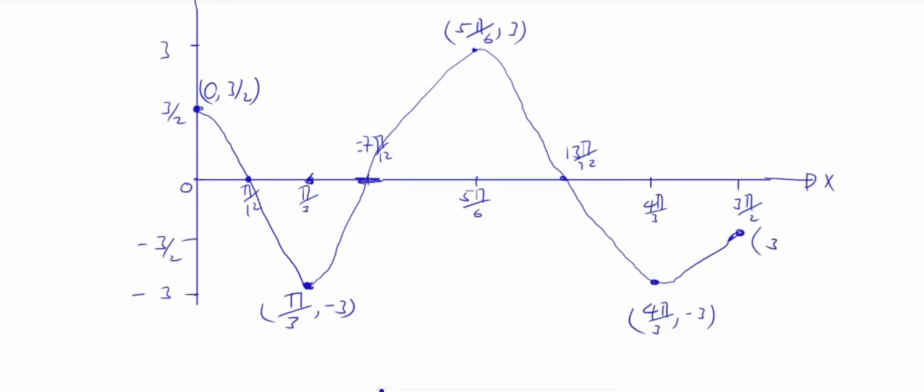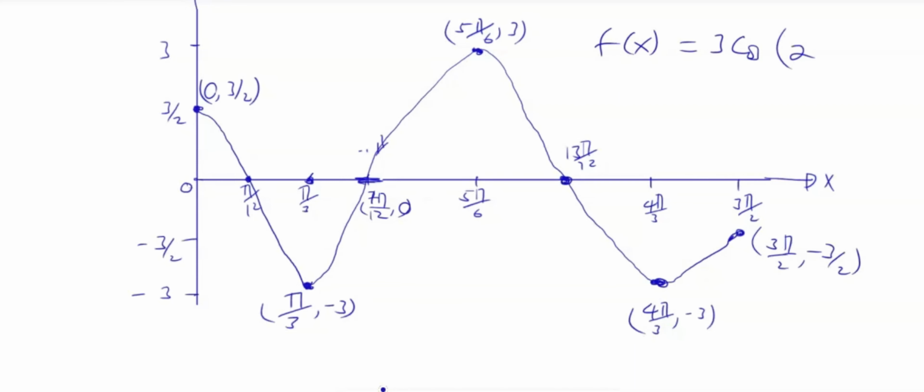So that is 3 pi over 2. That's negative 3 over 2. So label your endpoints. And that was 7 pi over 12. Yes, that's it. This is the transformed one, and my f of x function was 3 pi cos 2x pi over 3.